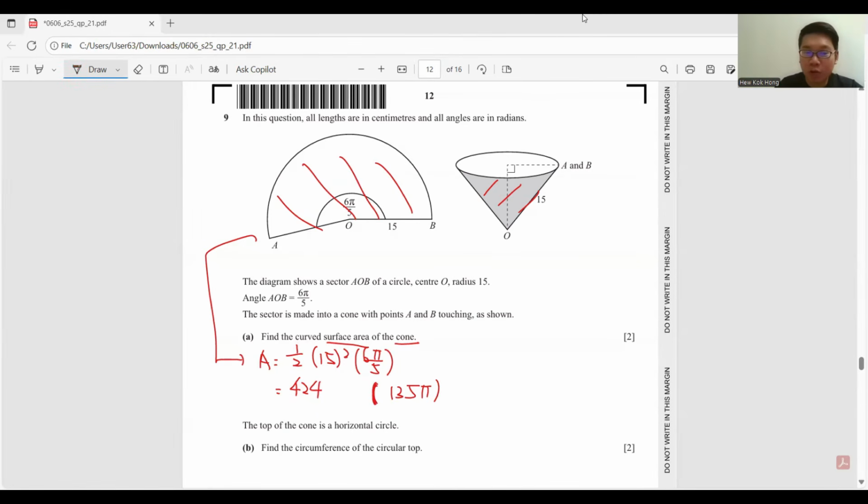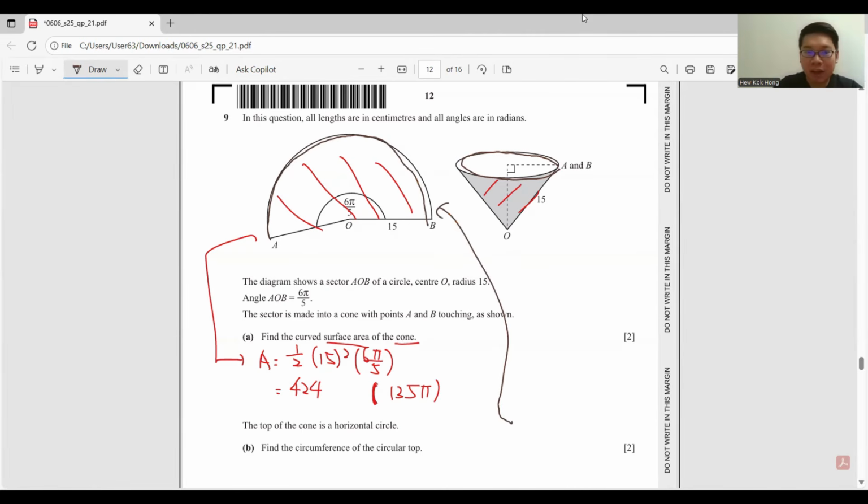Next, the top of the cone is a horizontal circle. This is a circle, AB. So find the circumference of the circular top. The circumference of AB is the same as the arc length, so to find the length, it is just r theta. So it's either 18π or you can key in the calculator and get 56.5.